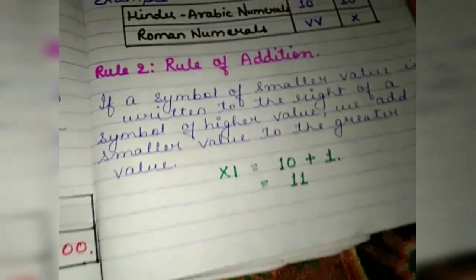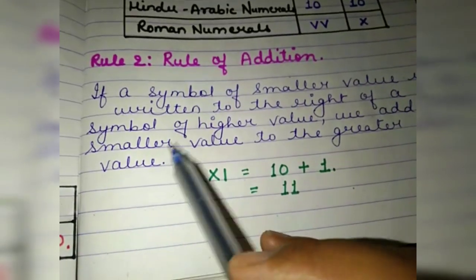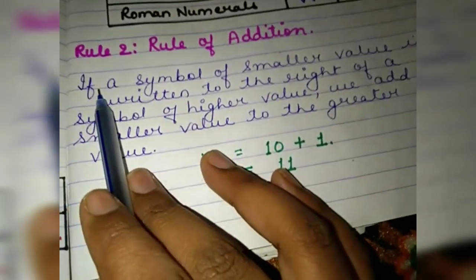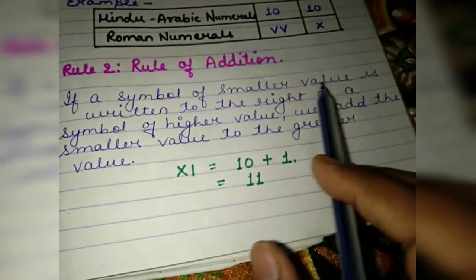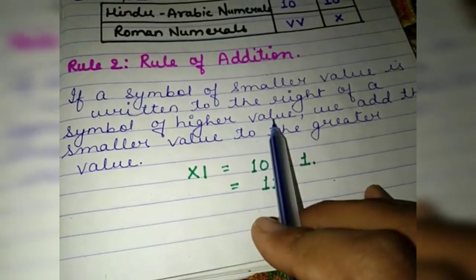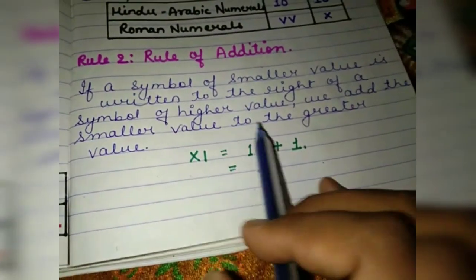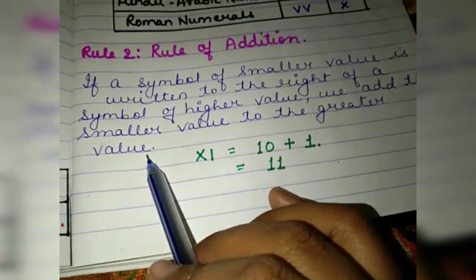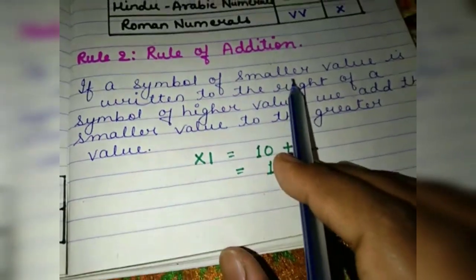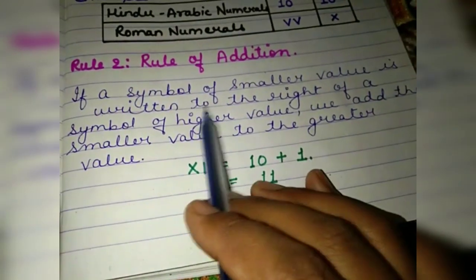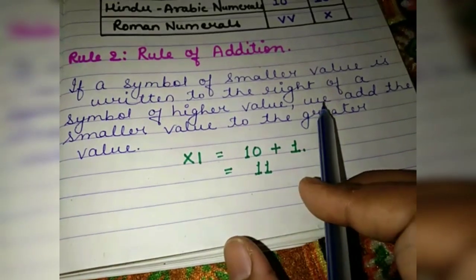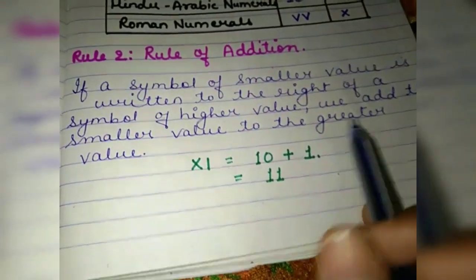Now children, rule 2. What is rule 2? Now let us see. Rule 2 is rule of addition. If a symbol of smaller value is written to the right of a symbol of higher value, we add the smaller value to the greater value. What does it mean? It means that when a symbol of smaller value is written to the right side of the higher value, in that condition we add the smaller value to the greater value.